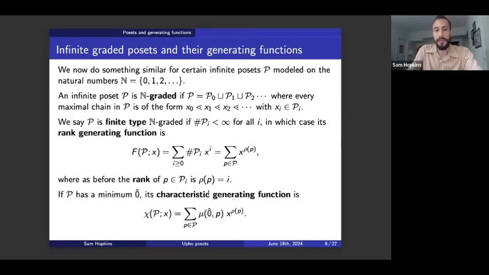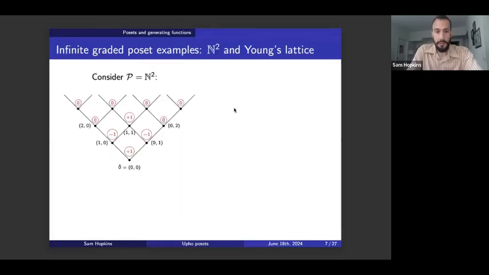And similarly, we can define the characteristic generating function, again assuming that our poset has a minimum, to be the same thing, where we weight each x to the rank of p by the Mobius function value mu from the minimum to p. Okay, so let me show you a couple of examples of finite type N-graded posets and their rank and characteristic generating functions.